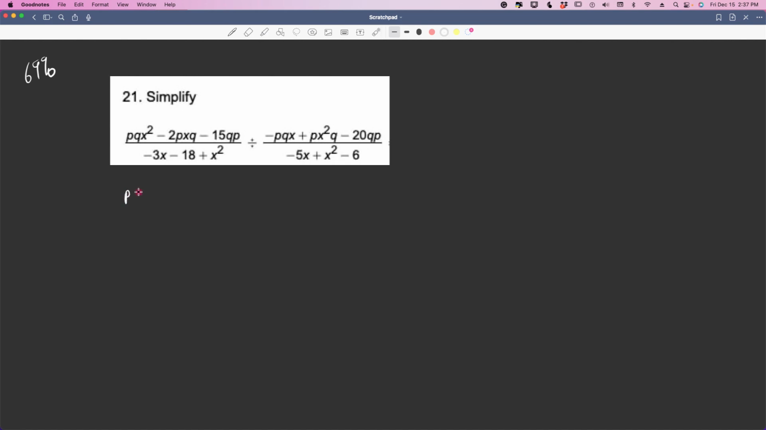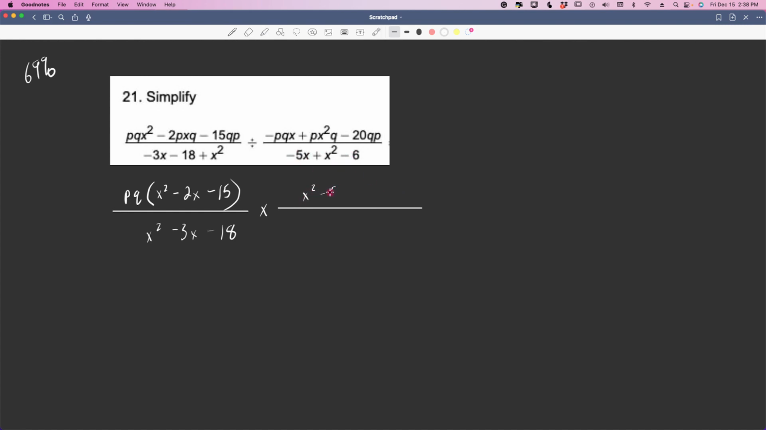So let's do that. P times q times x squared minus 2x minus 15 over, and that is a really bad fraction bar, or vinculum. If you don't know what a fraction bar is called, it's a vinculum. And we're going to rewrite this in the right order. This is x squared minus 3x minus 18. Now, whenever we keep it, change it, flip it, we would change the sign, and then we're going to flip, right? So we're going to rewrite this in the proper order.